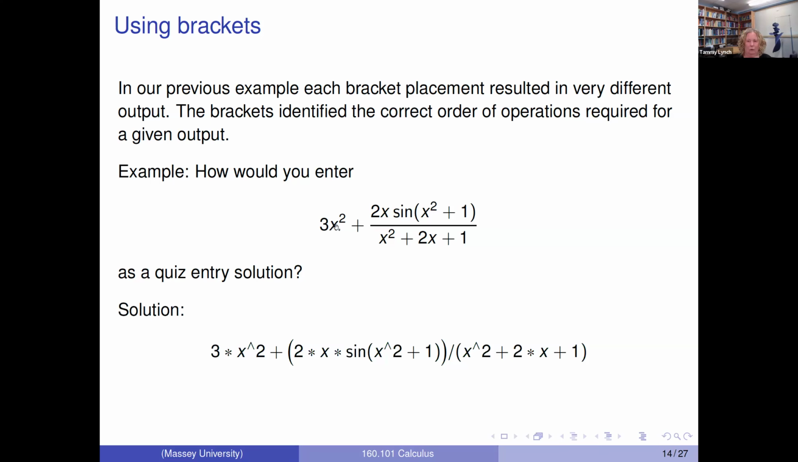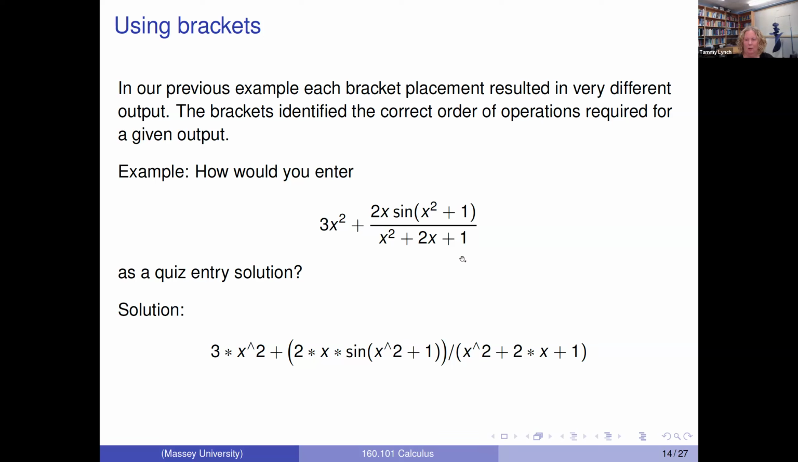So I've got 3 times x raised to the power 2 plus all of this in brackets. So these outer brackets represent everything in the numerator. We've got 2 times x here multiplied by the sine. What's the input to the sine? x squared plus 1, so I need that in brackets.